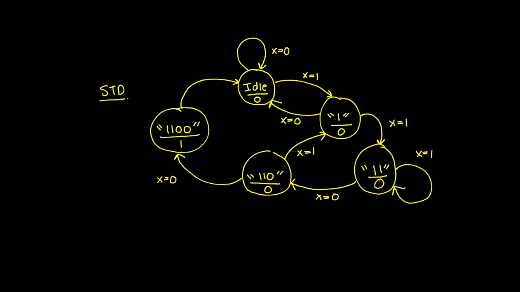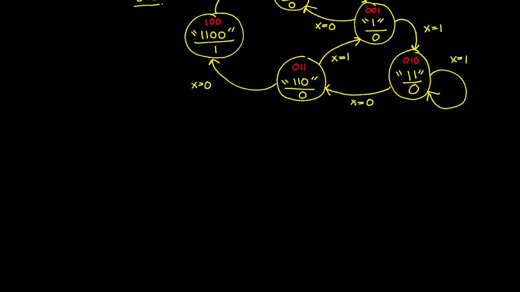Now what I'm going to do is the excitation table. And to do that, I'm going to label all my states. So I have 5 states, which means that I need 3 bits to represent them. So I'm just going to arbitrarily call this state 000. This will be 001. This will be 010. 011, and this will be 100. And I'm going to draw my excitation table now.